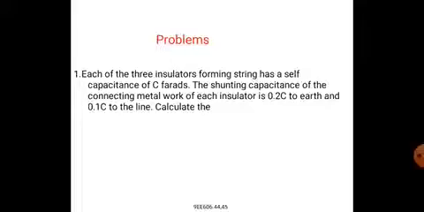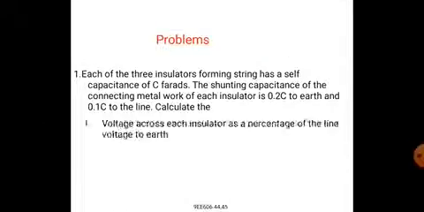Each of three insulators forming a string has a self capacitance of C farads. The shunt capacitance of the connecting metalwork of each insulator is 0.2 C to earth and 0.1 C to the line. Calculate the voltage across each insulator as a percentage of the line voltage to earth. In this problem we apply Kirchhoff's current law at junctions, getting I2 and I3 equations. Solving these equations, we get the values of E1, E2, E3. From these we find the percentage voltage across each insulator, and from that the string efficiency.